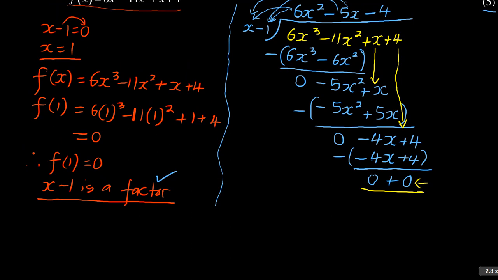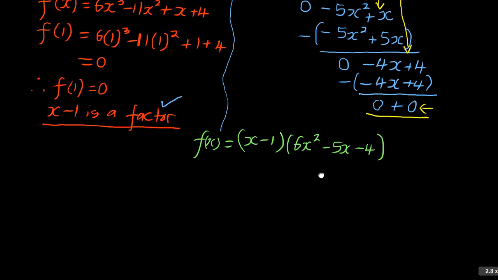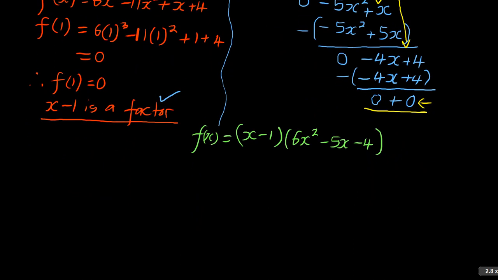So now what we have, I can write it with another pen now. What you are having is x minus 1 and 6x squared minus 5x minus 4. So remember, they told us that this is f of x. So f of x now is equal to that. And the next thing you need to do is for you now to factorize. And what are you factorizing further? You need to factorize further this part because it is not fully factorized.